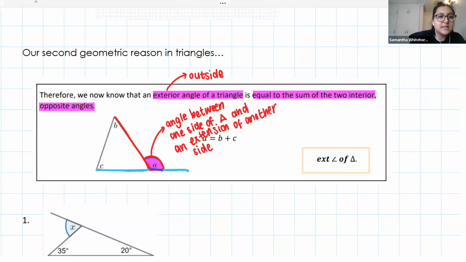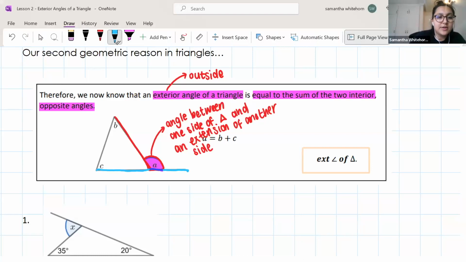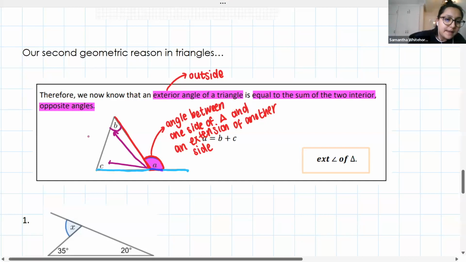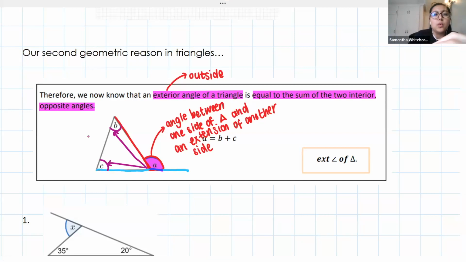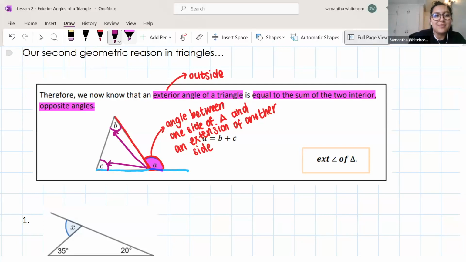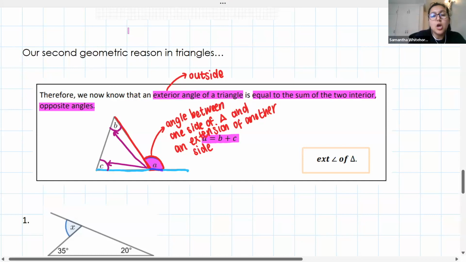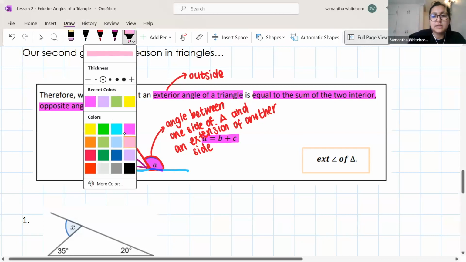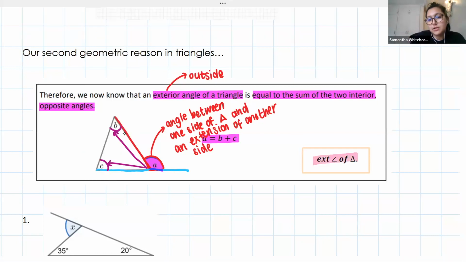So what the reason says to me is if I've got that exterior angle, and I now go and add the two angles opposite it, so angle B and angle C, we will get whatever the size of angle A is. I'm going to say that again. Angle A is equal to angle B plus angle C. And that is all because of an exterior angle of a triangle.